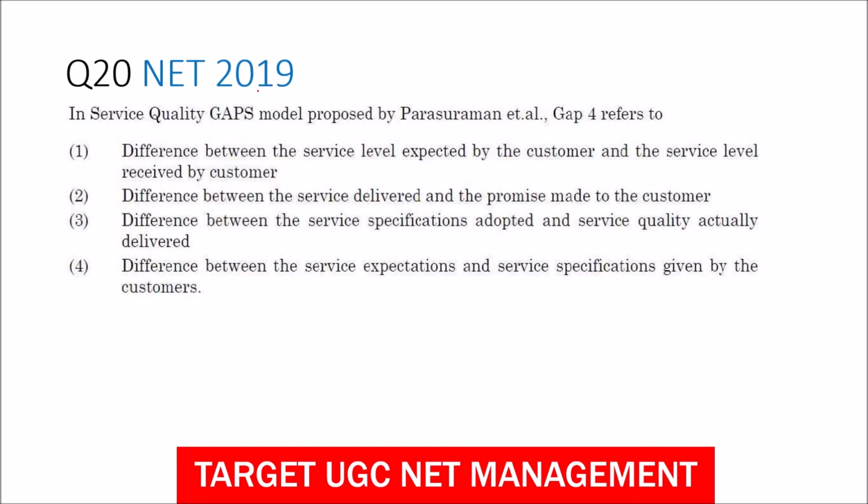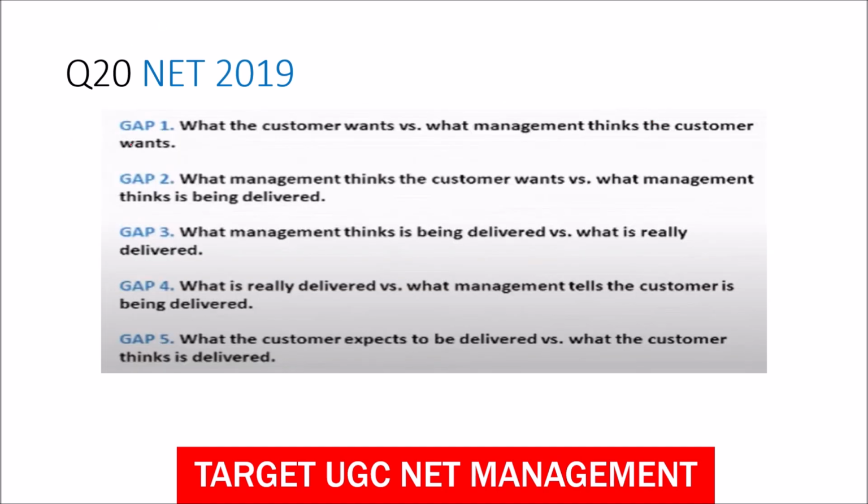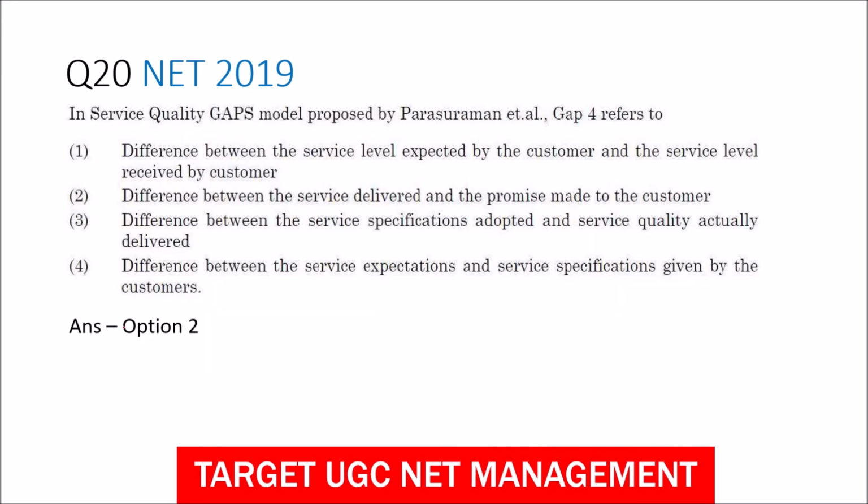Question 20. NET 2019. In the service quality gaps model proposed by Parasuraman, gap 4 refers to. This is a totally new topic. Even I am not familiar with this topic, but when I searched on the net, it consists of 5 gaps: gap 1, gap 2, gap 3, gap 4, and gap 5. According to the NET official answer, the correct option is option 2: difference between the service delivered and the promise made to the customer.